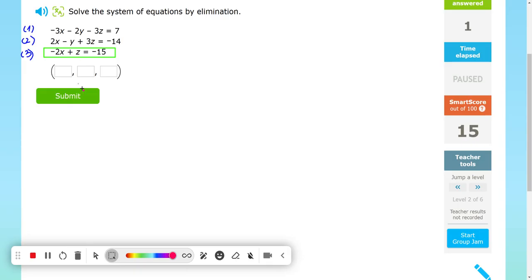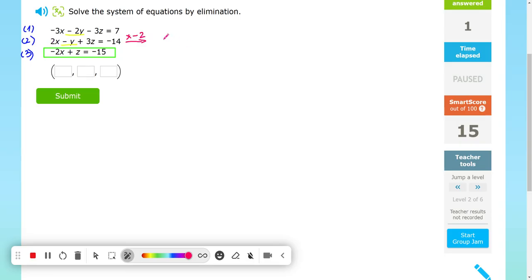So you can see over here, look at the y here. This is negative 2y and this is negative 1y. So one of them has to become positive 2y, so you can add them together. All right? So let's do that. I would multiply equation number 2 right here by negative 2, to make it become positive 2y.